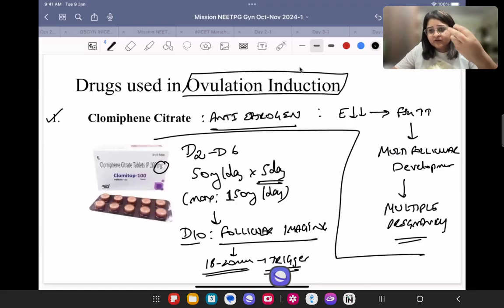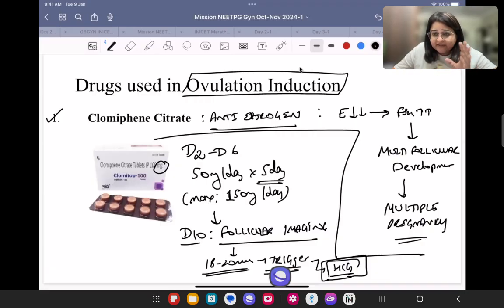Because LH is a very volatile molecule, you can't store it. So as the trigger, in place of LH, we give HCG. HCG has been found to mimic the action of LH very well because of the structural similarity. HCG has an alpha unit and a beta unit. LH has alpha and beta units, and the alpha units are the same. So it's very structurally similar to LH.